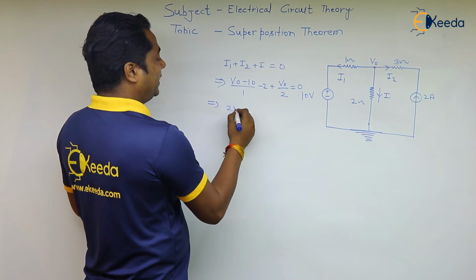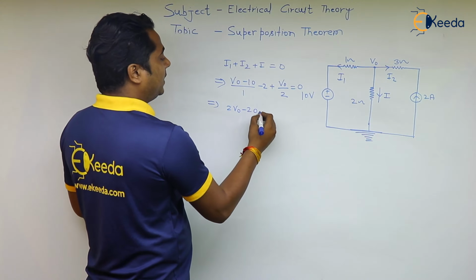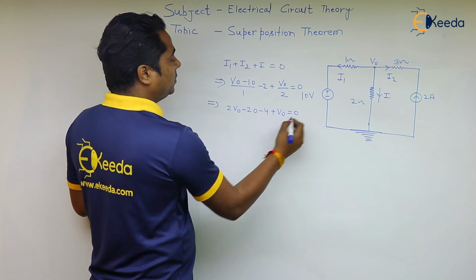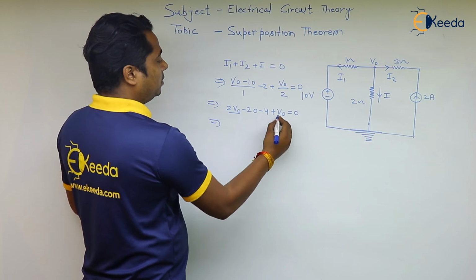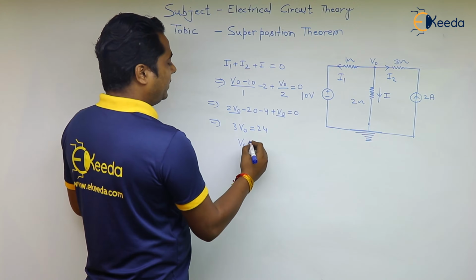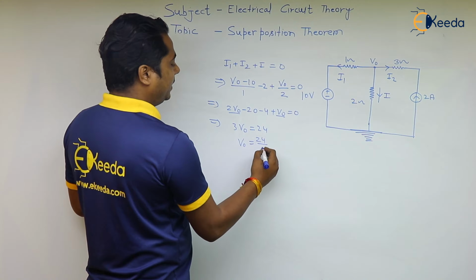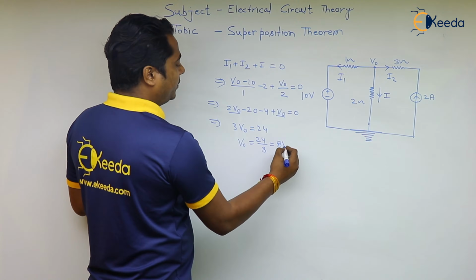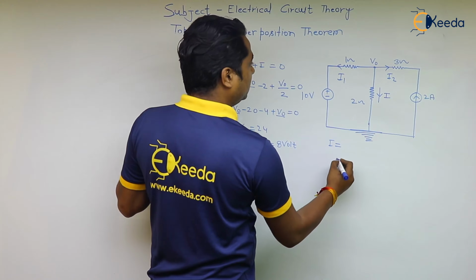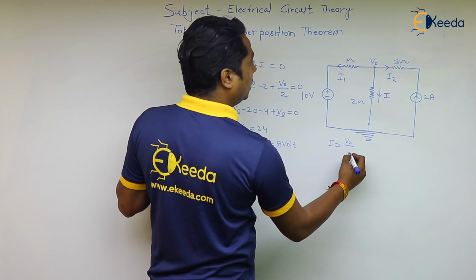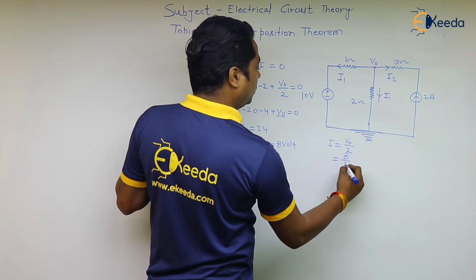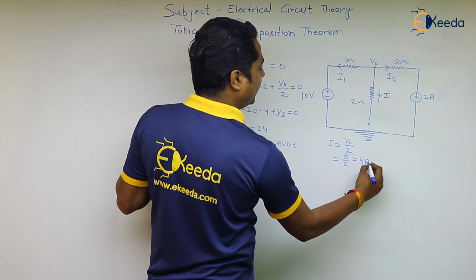Multiplying by 2, 2V0 minus 20 minus 4 plus V0 is equal to 0. 3V0 is equal to 24. So the value of V0 is equal to 24 by 3, that is 8 volt. And the value of I will be V0 by 2, that is 8 by 2, which is 4 ampere.